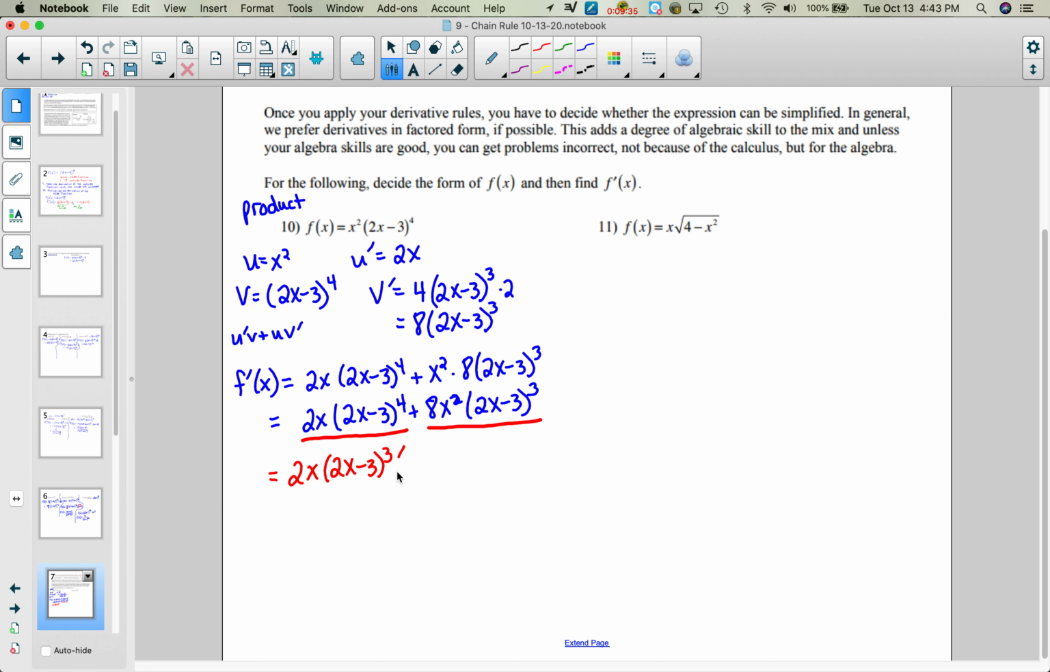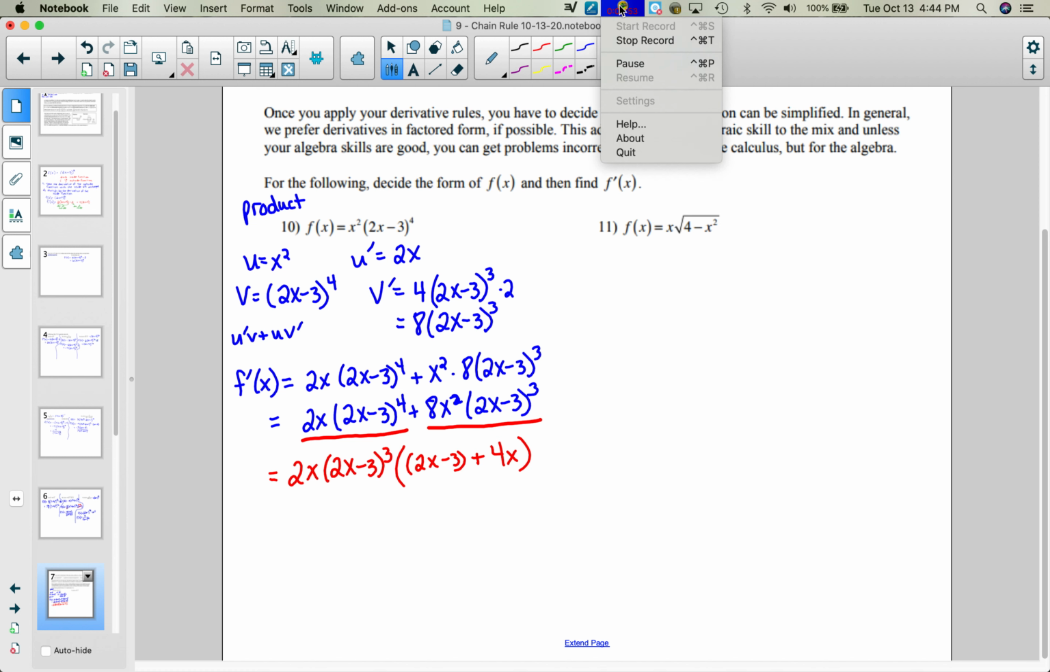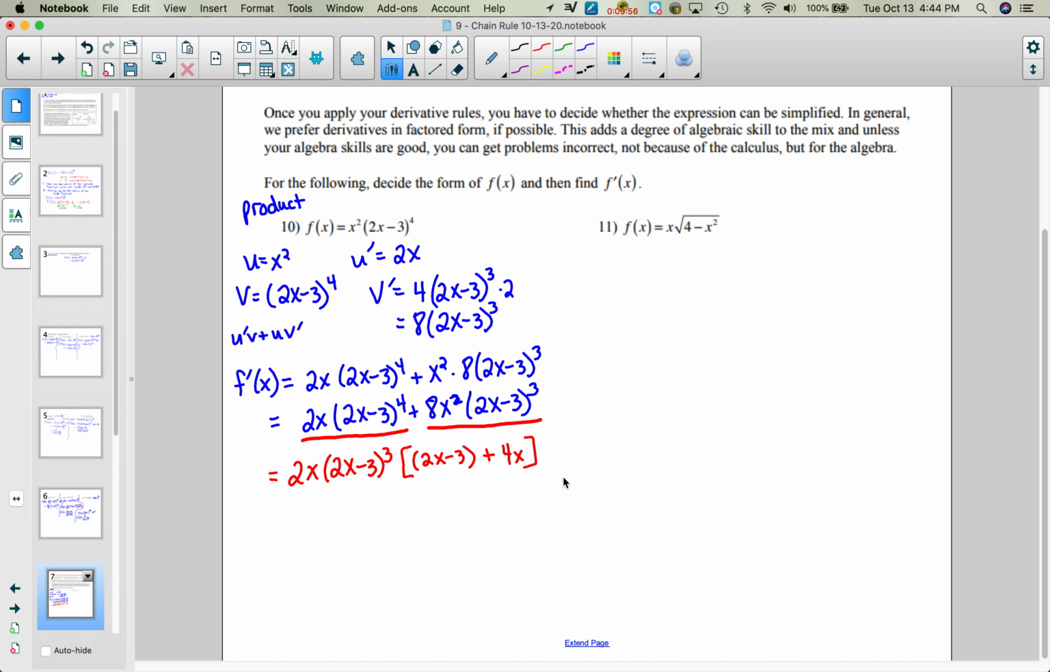What do I have left? Well, I have a 2x minus 3 from here, and I have a 4x from here. Hold on. I just changed it to a bracket there. So anyway, I factored out a 2x and a 2x minus 3 cubed. That left me a 2x minus 3, just one of the factors left of that, plus a 4x.